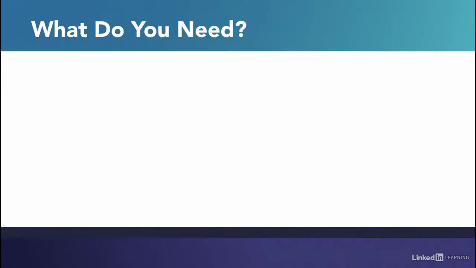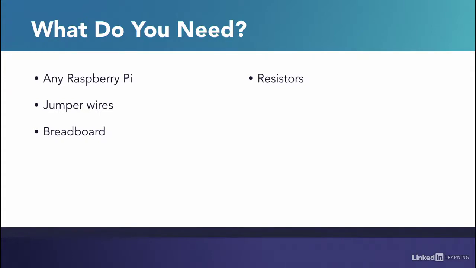This is an easy project. All you need is some jumper wires, a breadboard, some 270 ohm resistors, a standard LED, and an RGB LED.